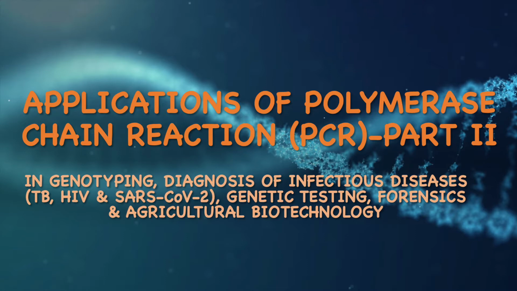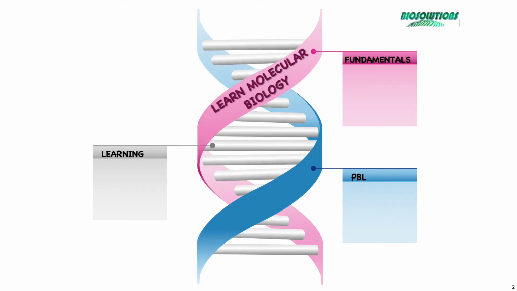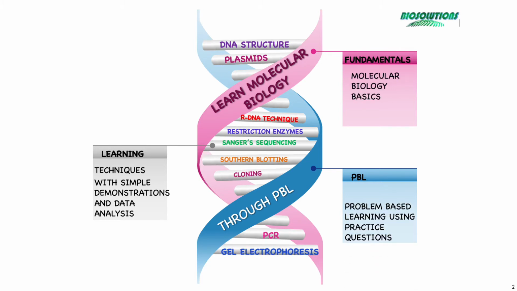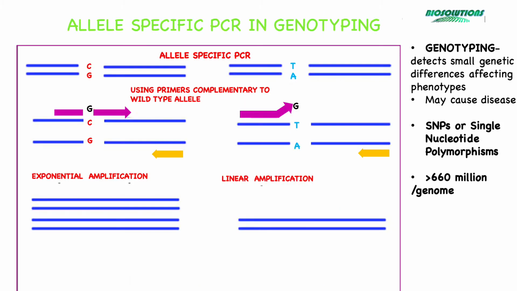Today we are learning some more applications of PCR in the fields of genotyping, clinical and molecular diagnostics, genetic testings, forensics, and in agricultural biotechnology. Let's begin with genotyping. Genotype is the genetic makeup of an individual.